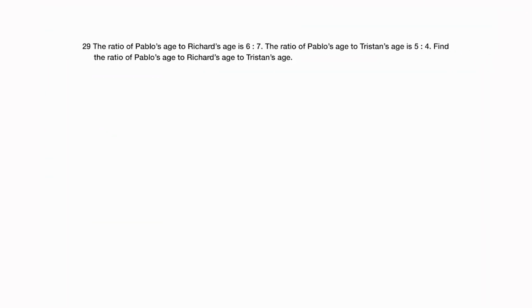They're very simple. The ratio of Pablo's age to Richard's age is 6 as to 7. The ratio of Pablo's age to Tristan's age is 5 as to 4. So we have used this and this. Find the ratio of Pablo's age to Richard's age to Tristan's age. We have done this type of questions in independent practice, right? Now here we do not have any common terms, so we are going to multiply. That's the one for which we have two values, right? So that becomes 30.